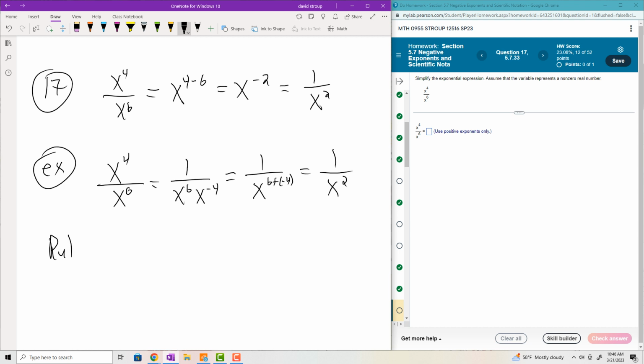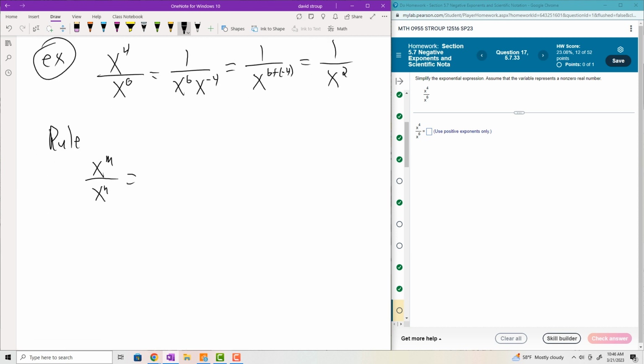So the corresponding rule you could think of is, if you have something like x to the m all over x to the n, there are two ways you can move things about. You can move the n up, which would look like this, x to the m minus n all over 1, or you can move the x to the m down, which is going to end up looking like 1 all over x to the n minus m.